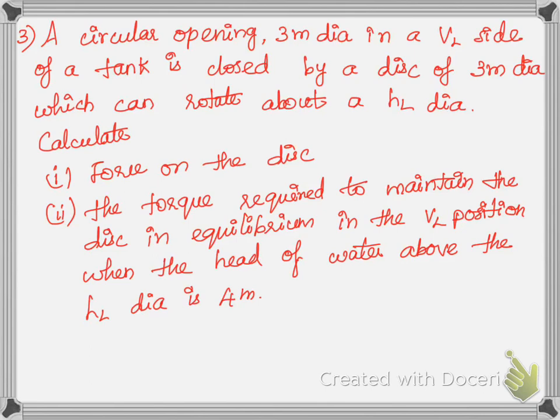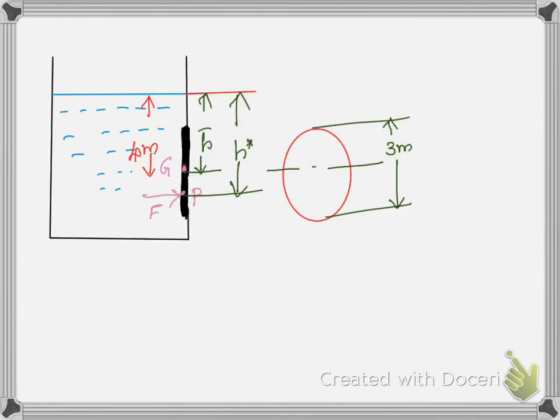First of all we have to draw a diagram. They have told that it is a vertical side of a tank. So there is a tank, and in that tank we have a circular opening of 3 meter dia, and this 3 meter dia opening is closed by a disc of 3 meter dia. So I have drawn a vertical tank. You can see that the dark color is the 3 meter diameter opening, and this opening is closed by a circular disc of 3 meter diameter.